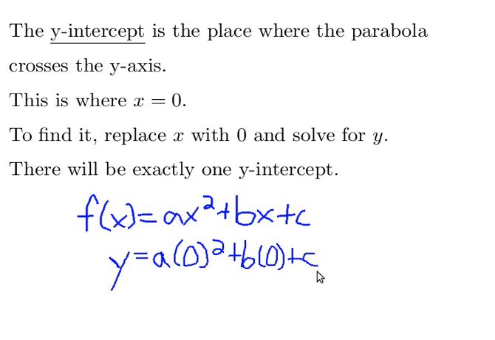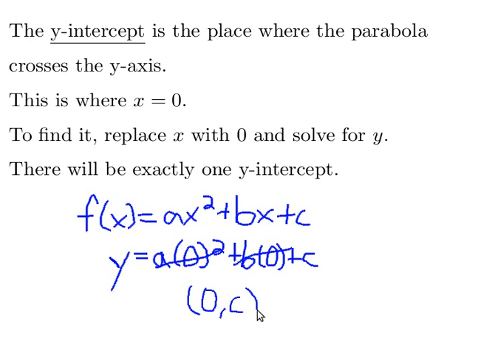Okay, so now I'm going to go ahead and show you something that's pretty obvious. When you replace x with 0, this term goes away, and this term goes away. So basically, the y value for the intercept will just be c. Now, the y-intercept will be 0, comma c.